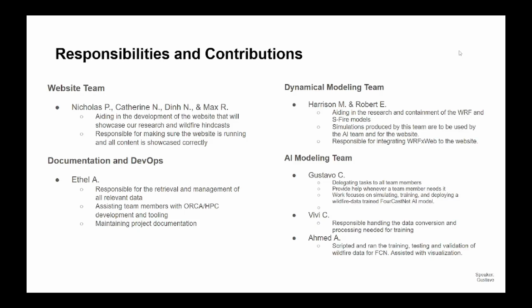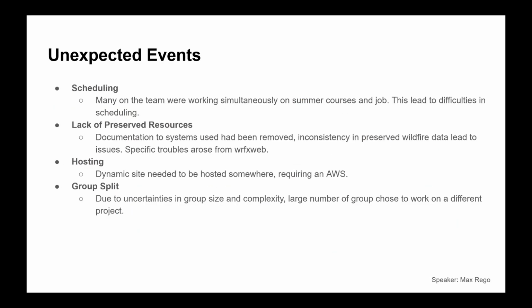The AI modeling team was composed of myself, Vivi, and Ahmed. Vivi was responsible for handling the data conversion that was needed since we were using two different models. One model's data was going to be used for the training of another. We needed to handle the data conversion and the pre-processing needed for training. Ahmed created some scripts and ran the training, testing, and validation of the wildfire data for ForecastNet, and also assisted with data visualization. While working, we ran into some unexpected events.